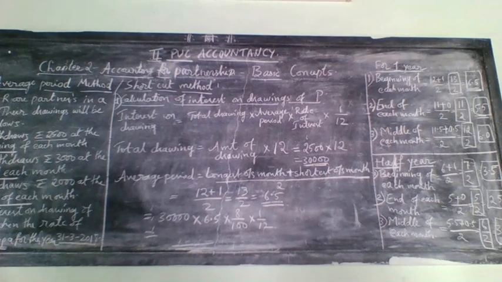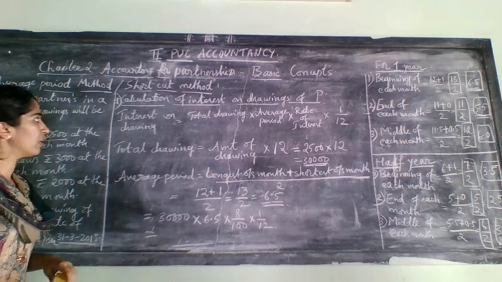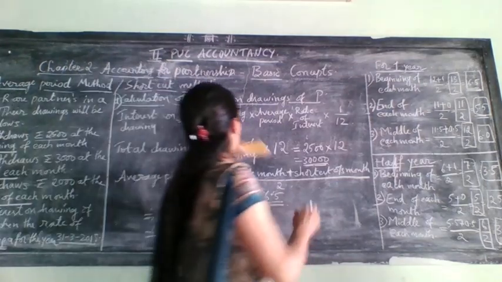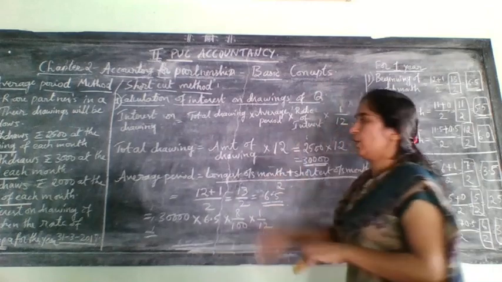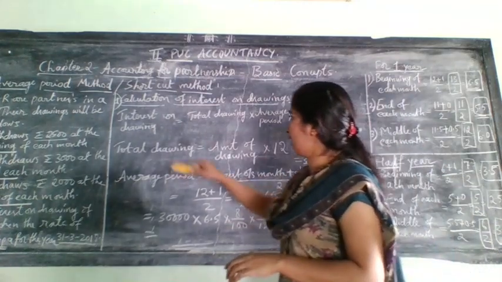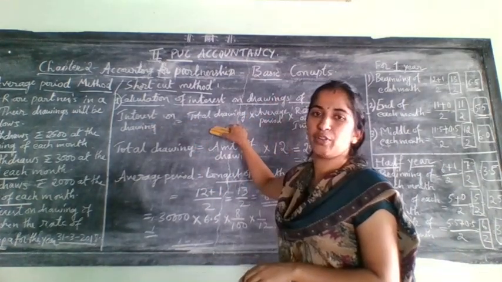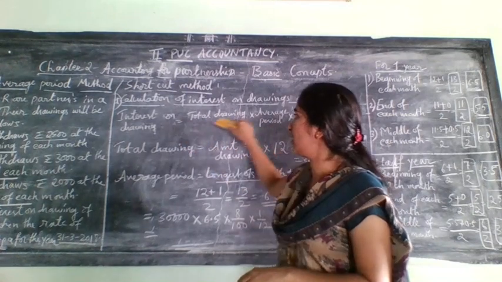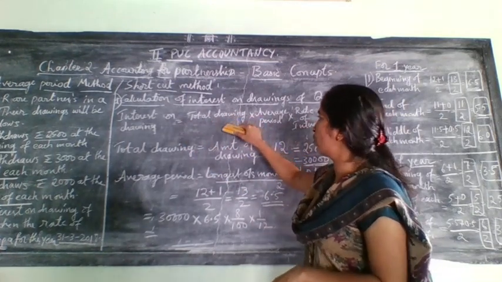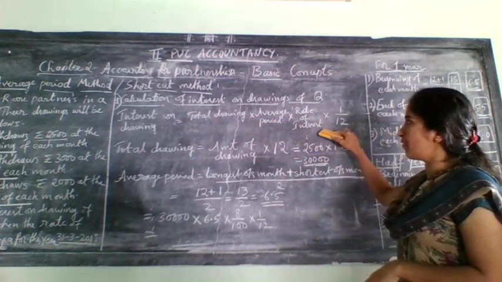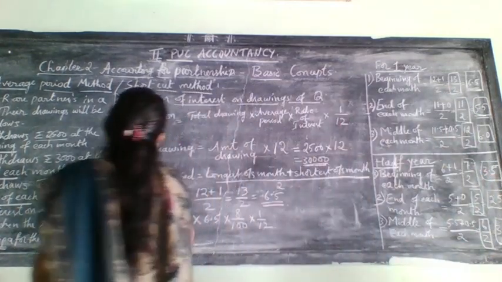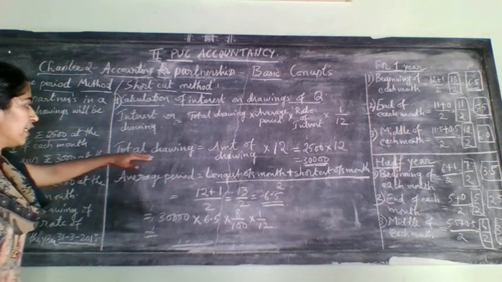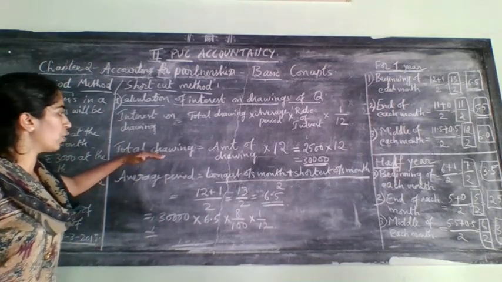Who is the next person? Next partner is Q. So first thing, you need to write the heading: calculation of interest on drawing of Q. After writing Q, again you need to write the formula. Interest on drawing is equal to total drawing into average period into rate of interest into 1 by 12. When they give it like this, it is for one complete year.